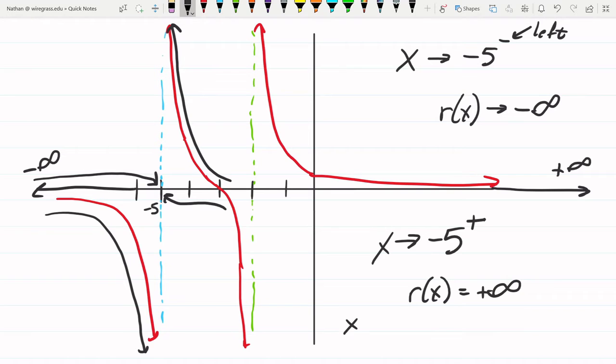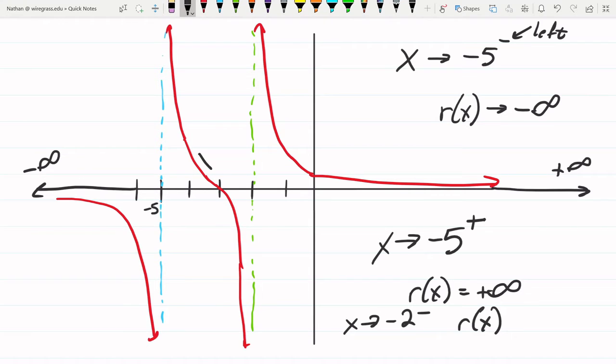Finally, as x approaches negative 2 from the left, the function r of x, let me erase some of these lines so they don't get confusing, shoots down. As you get closer and closer, you get lower and lower values because the function is going to negative infinity. I should also rewrite this. The function never equals infinity. Only a limit can equal infinity. That's the reason why we use arrows here, not equal signs.